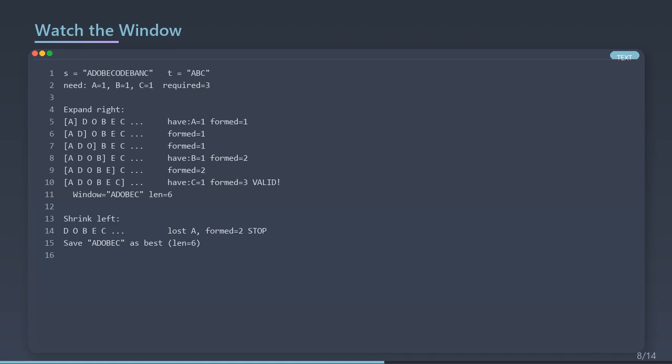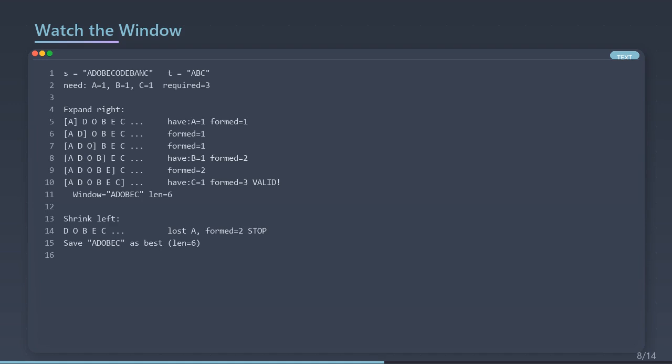S is ADOBECODEBANC, T is ABC, need: 1 A, 1 B, 1 C, required is 3. Expand right. Add A, formed is 1. Add D, O, no change. Add B, formed is 2. Add E, still 2. Add C, formed hits 3. Window is ADOBEC, length 6. That's valid. Now shrink. Remove A from the left, we lose our A, formed drops to 2. Stop shrinking. Save ADOBEC as our best window, length 6.